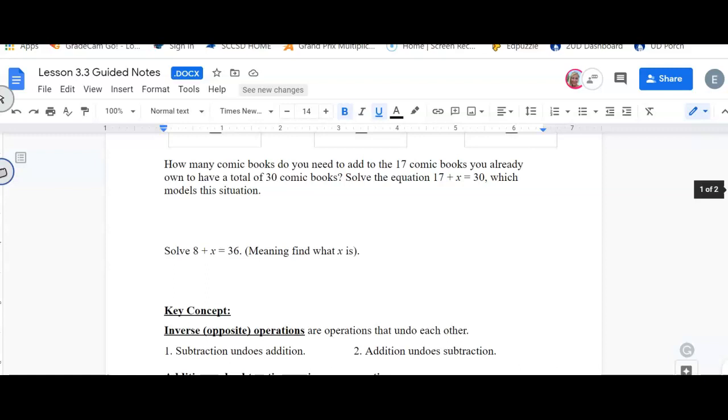You should not be pouting about that. Okay? I'm doing it for a reason. It makes life easier in junior high and high school. Okay? All right. So I want you on your guided notes to rewrite this problem.